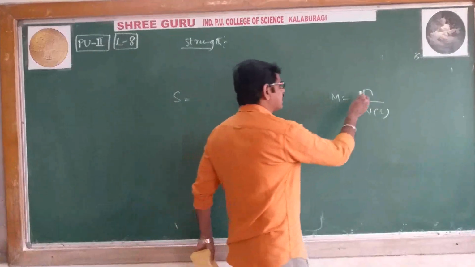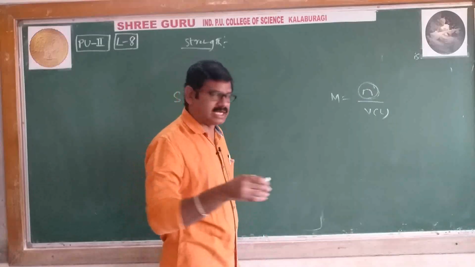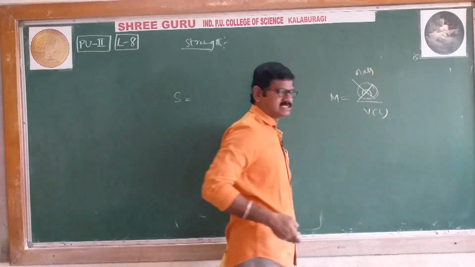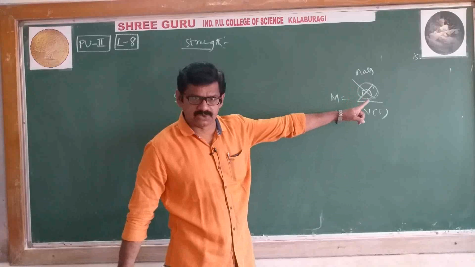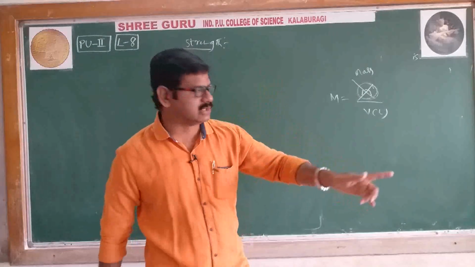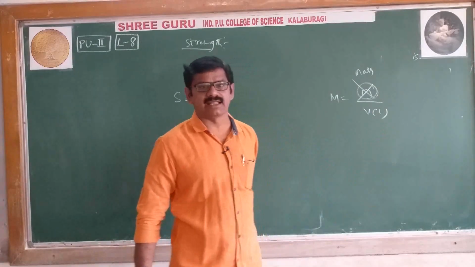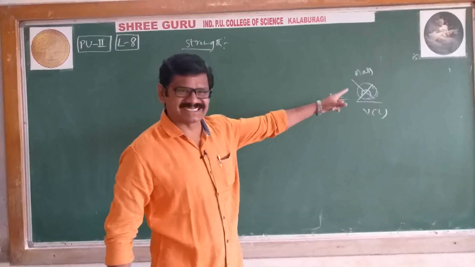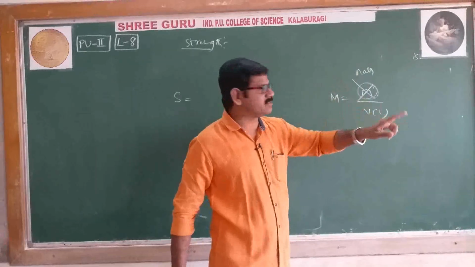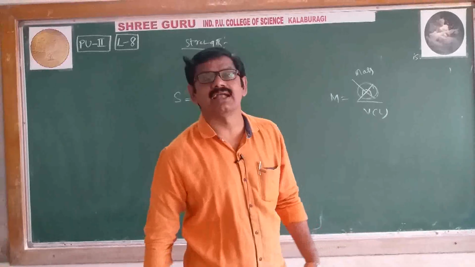In the case of molarity, we have used the number of moles of solute. In strength, instead of moles, we will use a mass. That is, the mass of solute in grams present in a given 1 liter volume of solution is called strength. Molarity means the numerator is moles. Strength means the numerator is a mass. That is the only difference between molarity and strength.